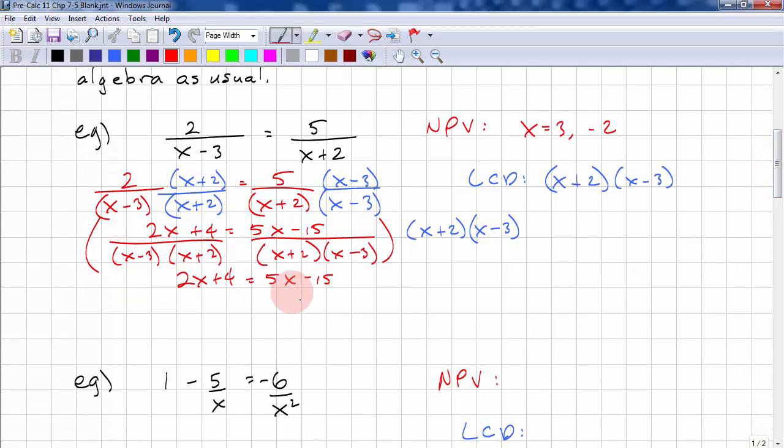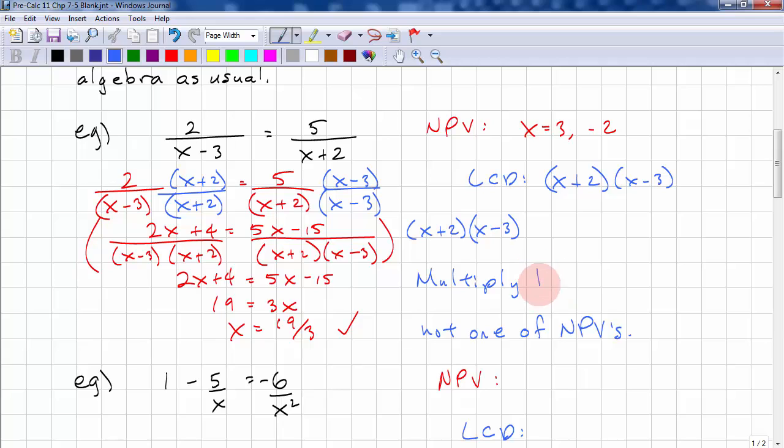I'm going to move all the x's to the right side because that gives me a positive value, 5x minus 2x. Then we move the 15 over to this side, it becomes positive, so we have 19. So x equals 19 over 3. Now, this does not equal one of our non-permissible values, so this is good. Not one of the NPVs. And the note here is multiply by LCD and cancel.